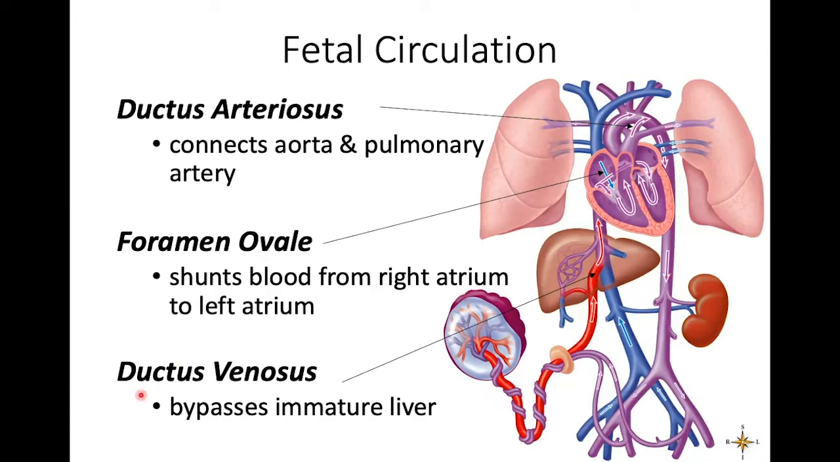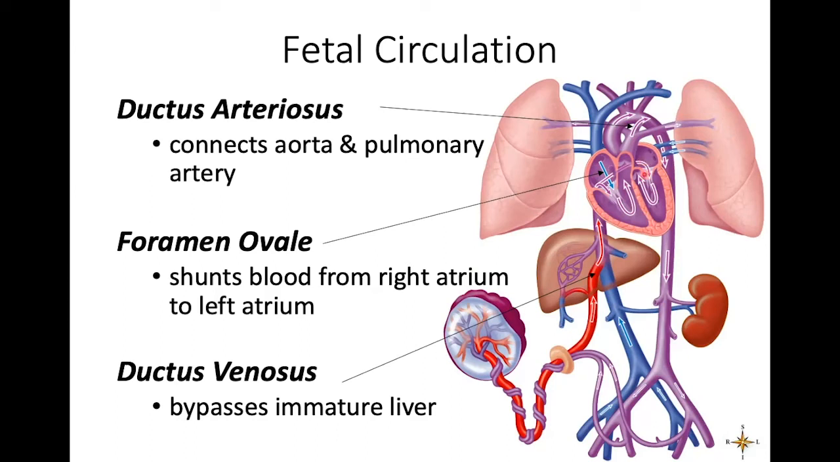And so these three bypasses are really important because they exist within fetal circulation. Once the fetus has been born, these vessels close up and are no longer required because the liver must now do the filtration and they're breathing on their own. And so the lungs must receive the deoxygenated blood and oxygenate it, and there must be a separation of the right and left side of the heart.